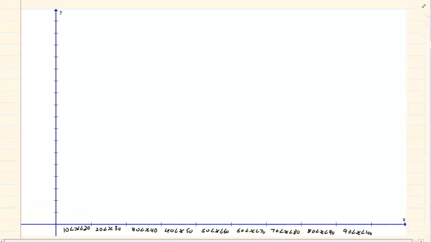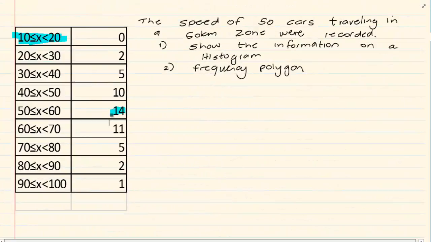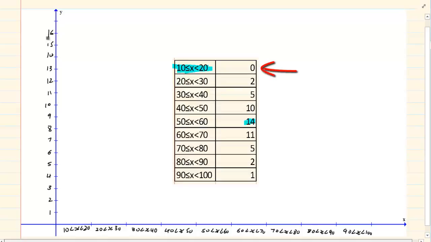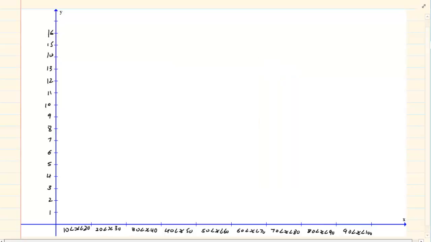Then we know we're going to go up. If you look, the highest we have is 14. So we're going to at least try to go up to 14. 1, 2, 3, 4, 5, 6, 7, 8, 9, 10, 11, 12, 13, 14, 15, 16. Now to draw your bars, the first one is going to be 10 to 20, which is 0, which simply means on the 10 to 20, I've got a 0.